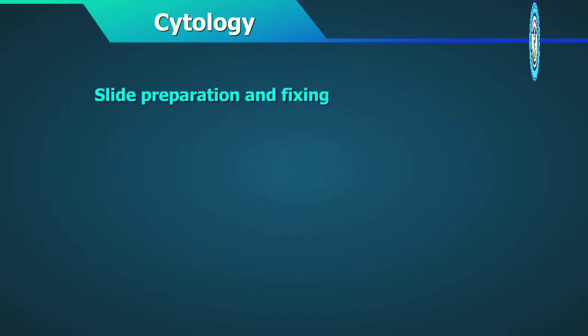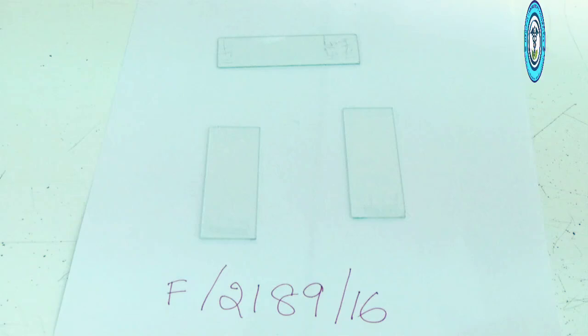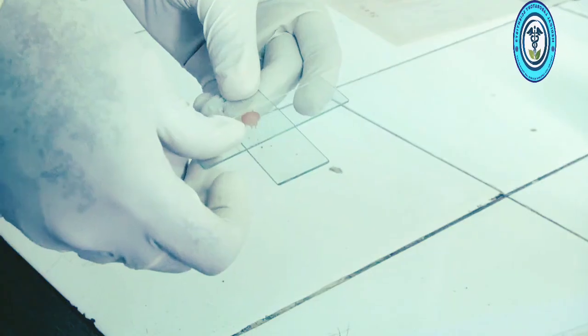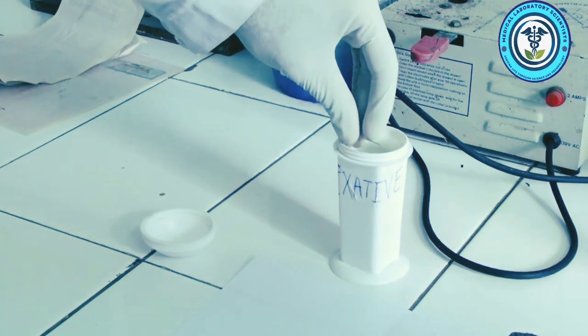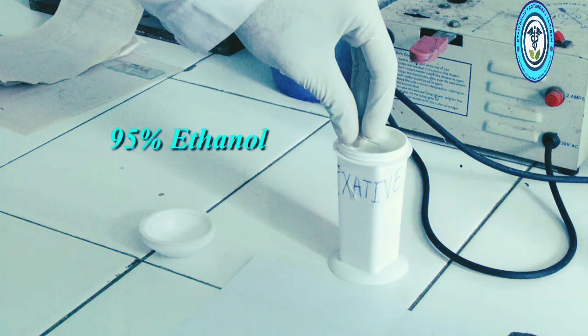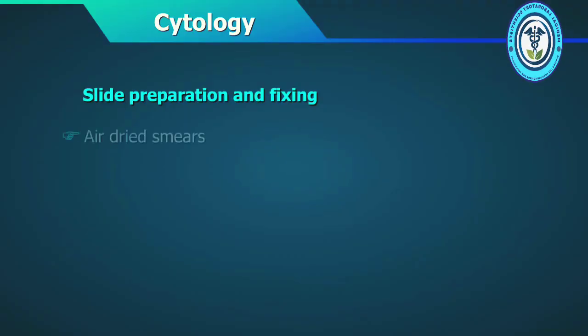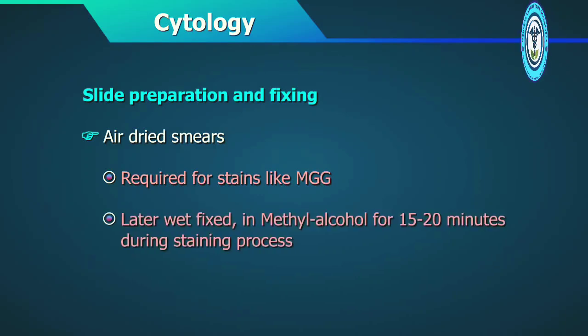Slide preparation and fixing. All smear preparations are made on clean glass slides and fixed in ethanol or methanol or spray fixed or air dried depending on the stain to be used. Ethanol fixation is wet fixation and is done by immediately immersing the prepared slides into 95% ethanol held in Coplin jars. Air-dried smears are required for some stains like MGG used in FNAC smears. They are later wet fixed in methyl alcohol for 15 to 20 minutes during the staining process.